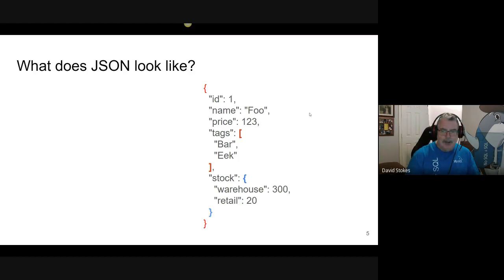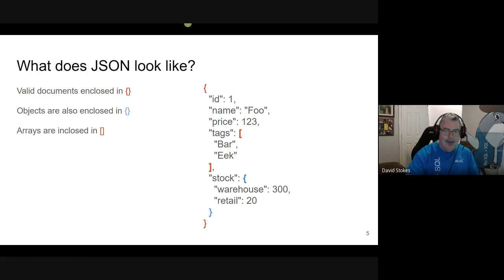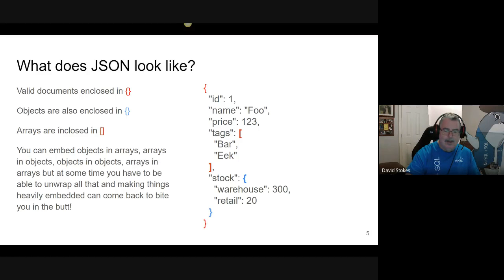And if you haven't seen JSON before, this is an example. This is a document, and documents have to be enclosed in braces. It's a bunch of key value pairs. If you have objects, they're enclosed in another set of braces. And if you have arrays, they're enclosed in square brackets. You can embed objects and arrays, arrays and objects, objects and objects. You can get as messy as you want. The only caveat there is you have to unwrap it at some time. So if you're making it hyper complicated, you're hyper complicating your own life.